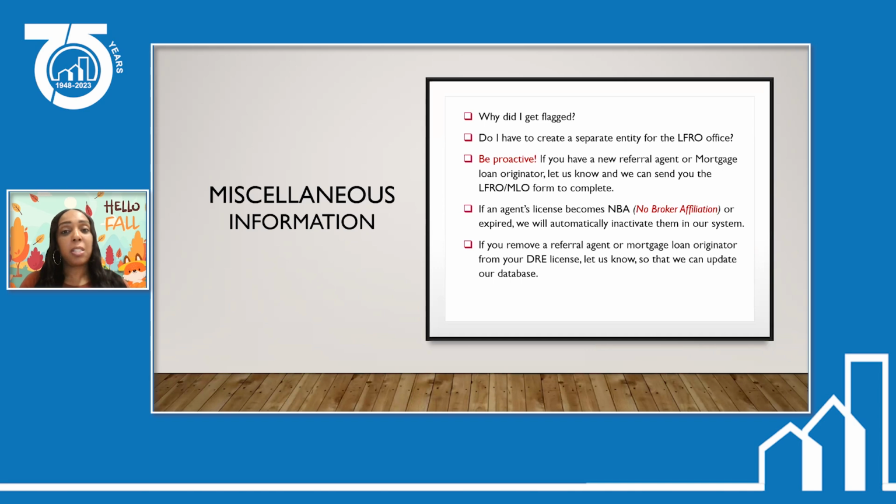Also, if an agent's license becomes NBA, which is non-broker affiliation, meaning they were dropped or whatever. I know sometimes when agents go to renew their license, they do not choose the proper box on the DRE. And so their license becomes non-broker affiliated and they don't know until we reach out to them and say, hey, you're NBA, you need to add your broker. They will automatically become NBA or expire. So then we would have to automatically inactivate them in our system.